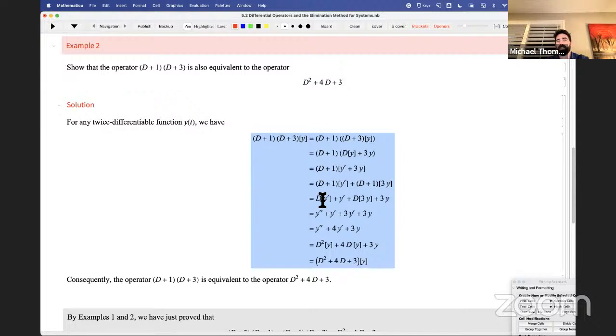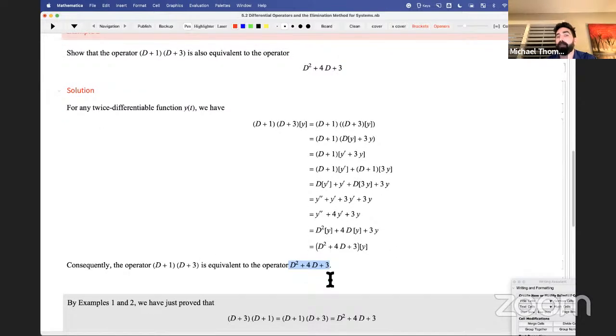Okay. All right, so assuming you can get through this, what we've shown is that reversing the order doesn't matter. We still get d squared plus 4d plus 3. All right, so that's a real good thing. So that means that we can treat the differential operator, if we pull it out to the front, kind of like a polynomial, which is super helpful. And that's what we're going to exploit in this section. That's going to allow us to solve systems efficiently.